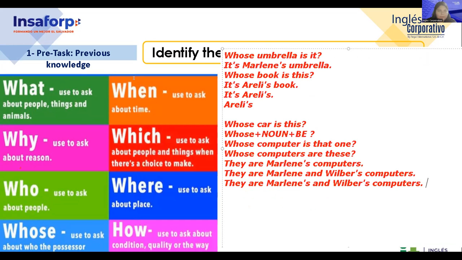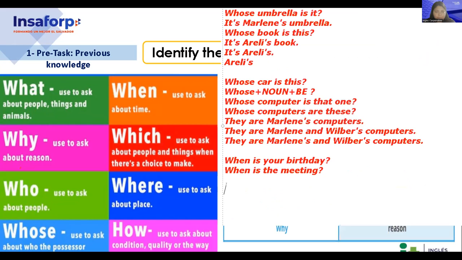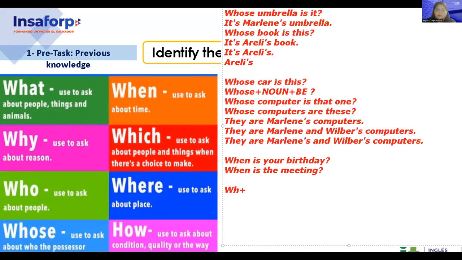Vamos a ver. Seguimos con la otra. When, used to ask about time, right? When is your birthday, for example? When is your birthday? When is the meeting? ¿Cuándo es la reunión? En este caso estamos viendo presente simple. Las estructuras pueden venir tanto con el verbo to be o con un verbo auxiliar. Entonces, ustedes se van a encontrar con estas dos estructuras. Double H plus to be, and a complement. And then you close that with a question mark. Y después le agregamos un símbolo de interrogación.